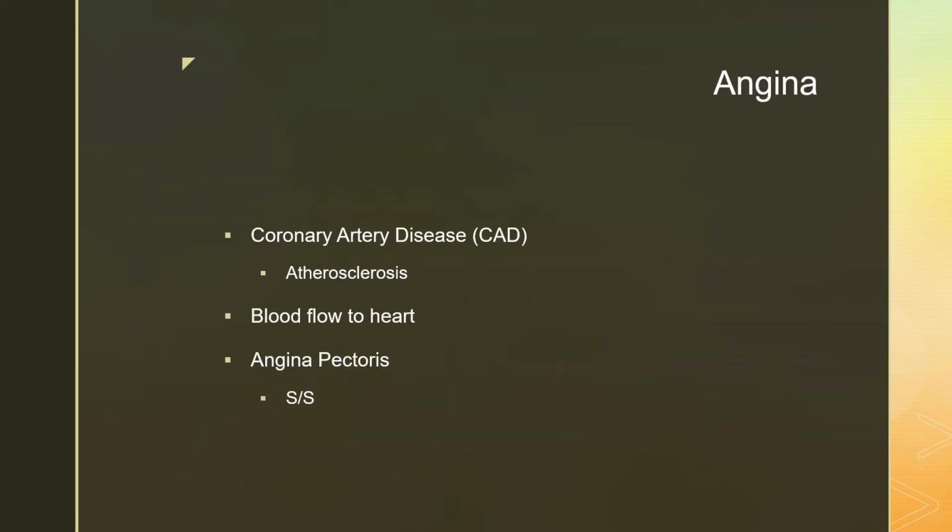Coronary artery disease is one of the leading causes of death in the United States. This is a narrowing or occlusion of the coronary artery, and it can cause myocardial ischemia or infarction eventually and a potential MI. So it's really important to prevent coronary artery disease. Atherosclerosis is the most common etiology or cause of coronary artery disease, and this is the buildup of plaque in the vessels.